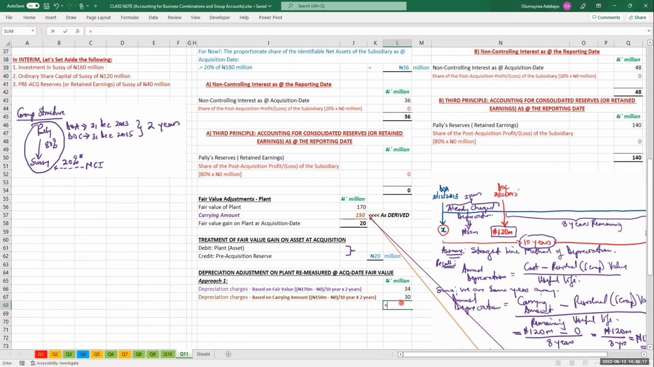So what is the difference? It means if you have charged on fair value, depreciation should have been 34 and not 30, which means you have undercharged depreciation. And it then means that this is a 2-year depreciation adjustment that needed to be effected in group accounts.